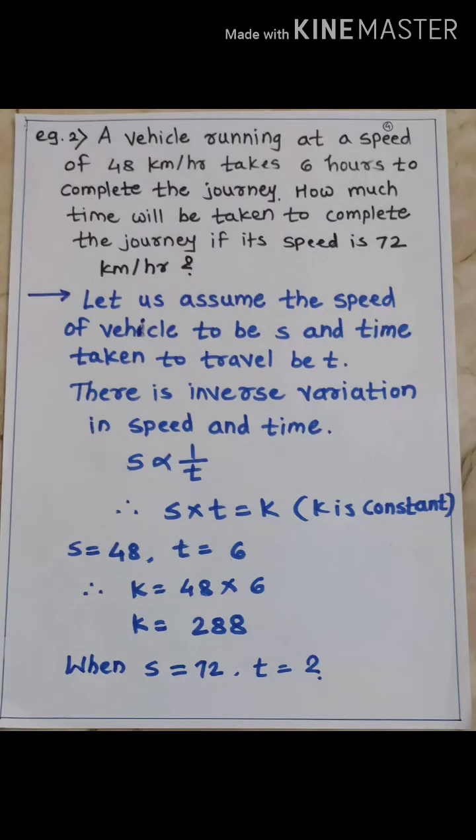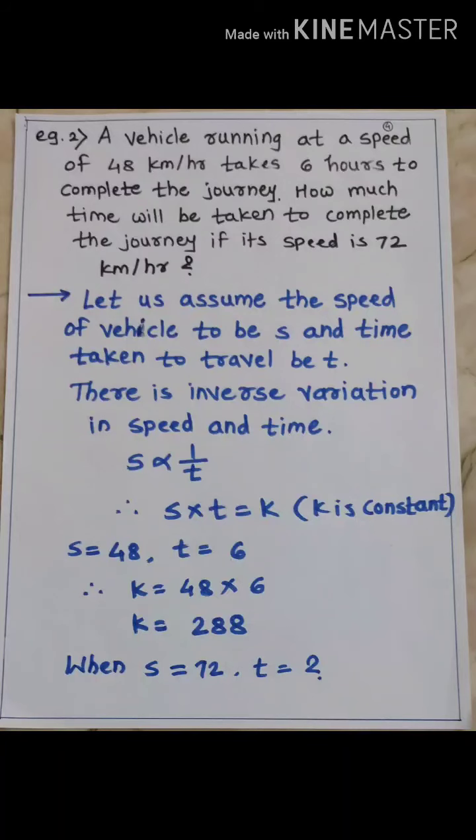Let's study some more examples. A vehicle running at a speed of 48 km per hour takes 6 hours to complete the journey. How much time will be taken to complete the journey if its speed is 72 km per hour? Here, let's assume the speed of vehicle to be s and time taken to travel be t. So, there is inverse variation in speed and time. Therefore, s varies inversely with time.